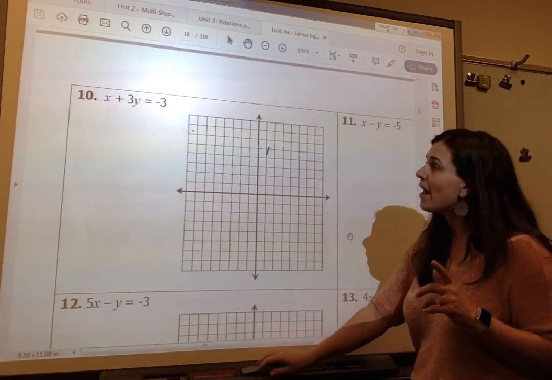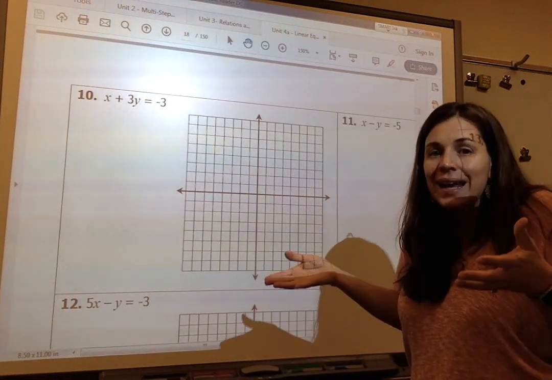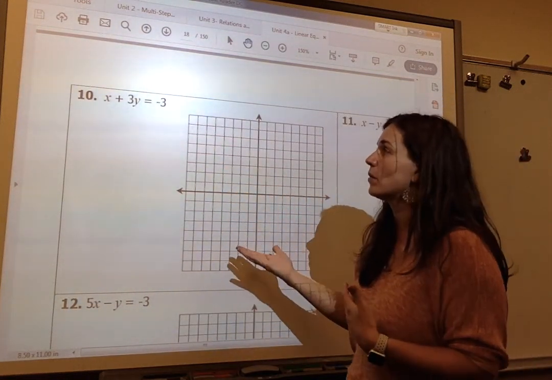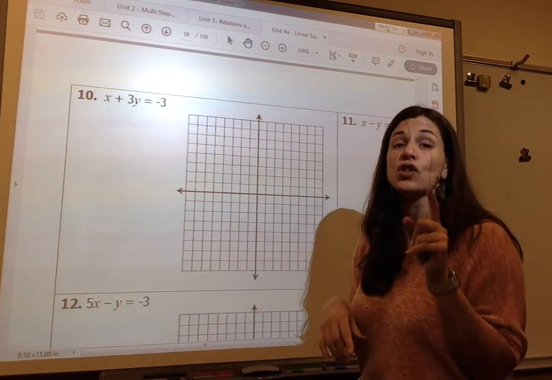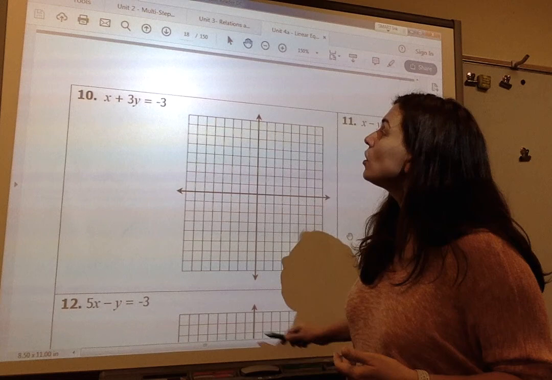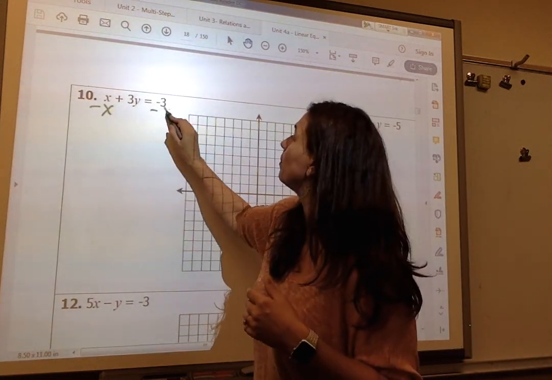All right, so now when you look at a graph, here it's in standard form. I can't graph anything when it's in standard form. So what do I have to do? I have to put it into slope-intercept form first. So when I do that, I have to get y by itself. So I'm going to subtract x on both sides.